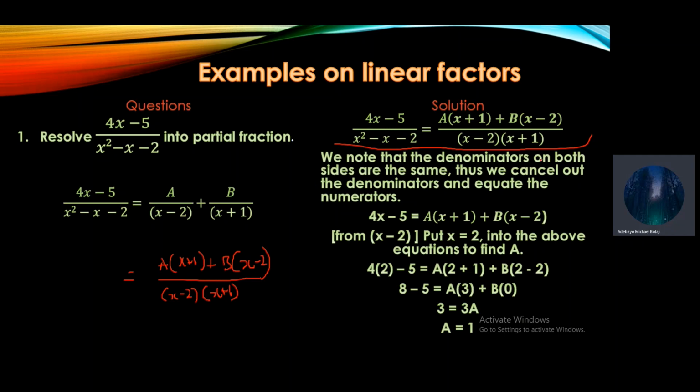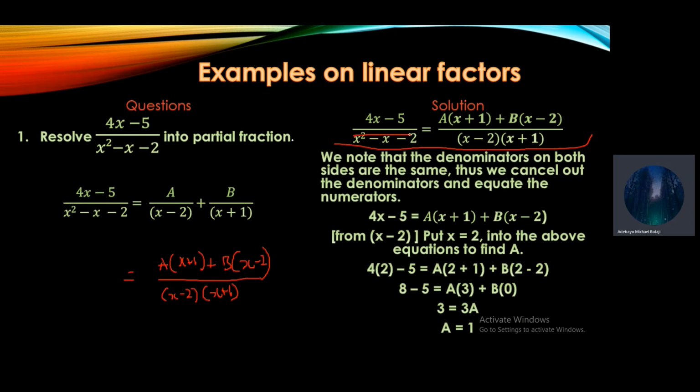Now, we note that the denominators on both sides are the same. Thus, we cancel out the denominators and equate the numerators. What does that mean? It means this x squared minus x minus 2 is the same as (x minus 2)(x plus 1), because it is the factor of what? Why is it the same? It is the same because if we open this bracket, it will still give us x squared minus x minus 2.